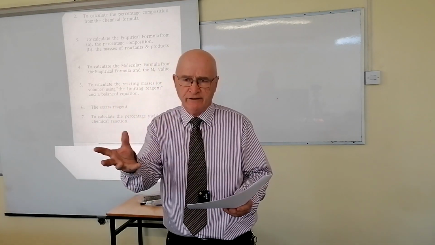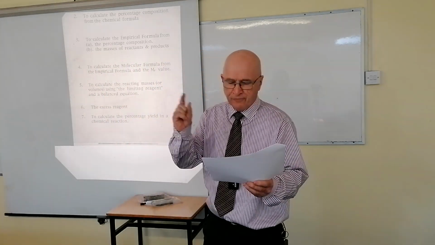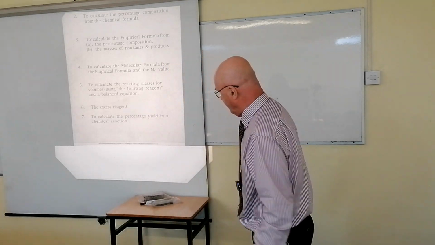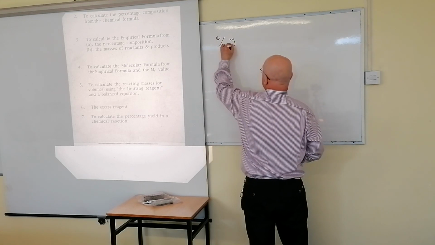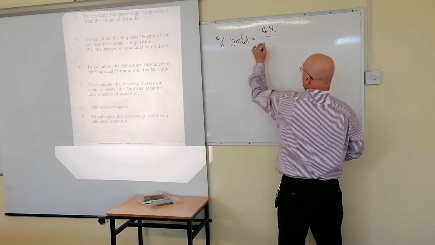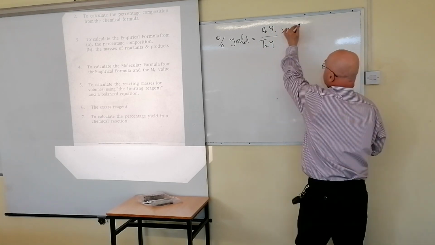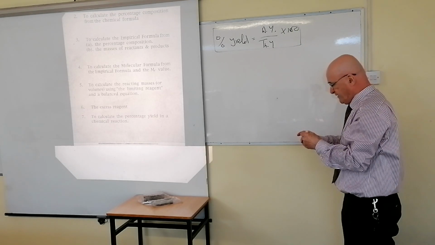You'll find all sorts of things happen. Murphy's Law generally, bits get spilt, parts of the product escape, temperature wasn't right or whatever, and therefore, in practice, very few reactions go to completion. The yield obtained in the laboratory is called the actual yield. And of course, you'll need to know the formula for percentage yield more than anything else. The percentage yield is equal to the actual yield over the theoretical yield multiplied by 100. That's very important.